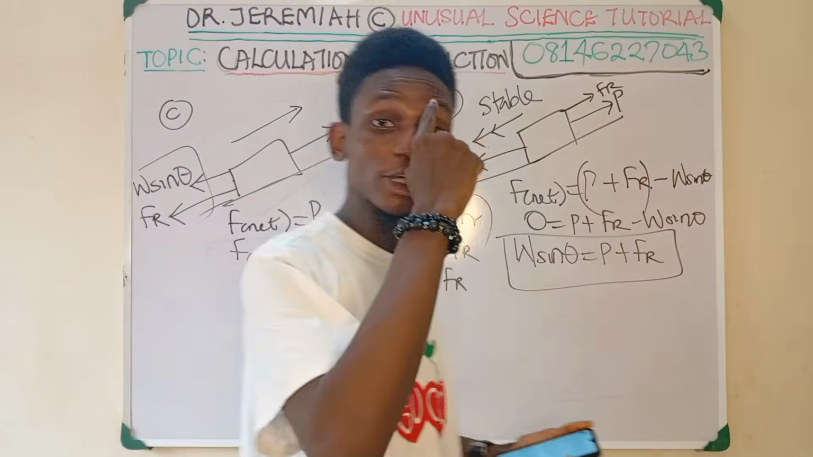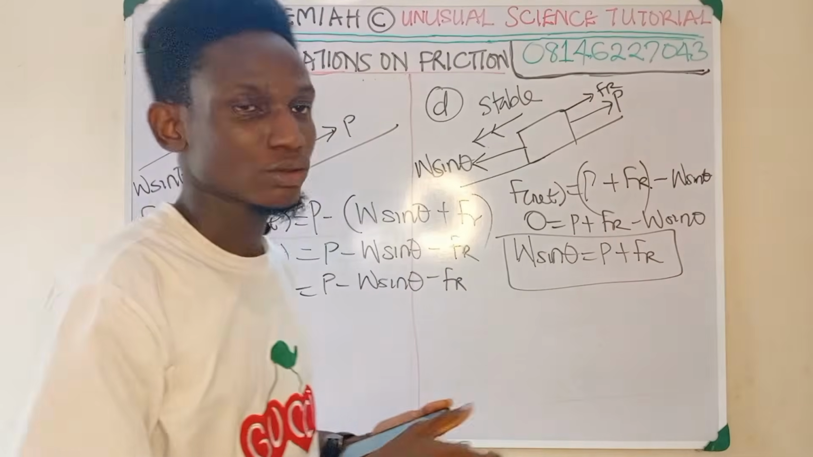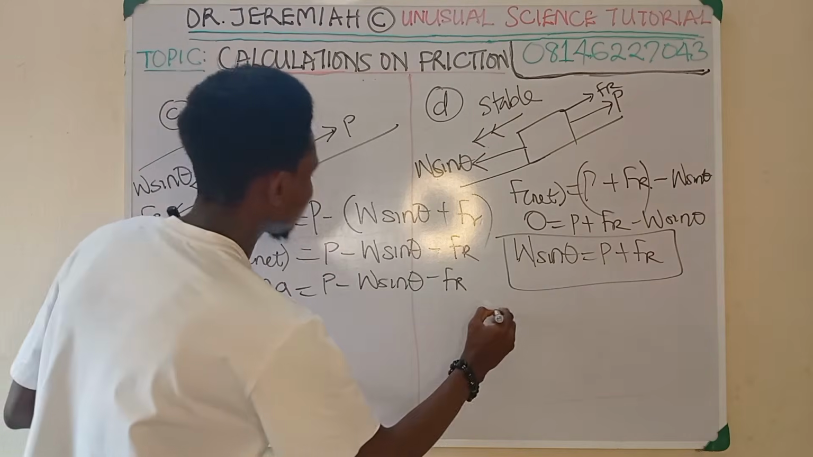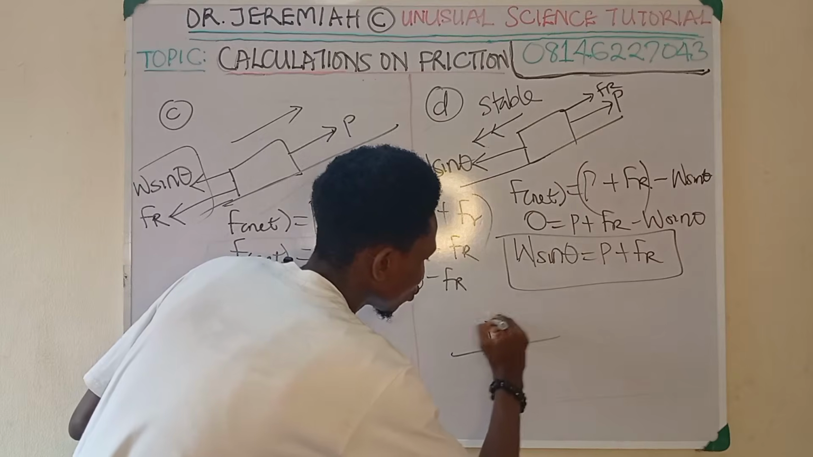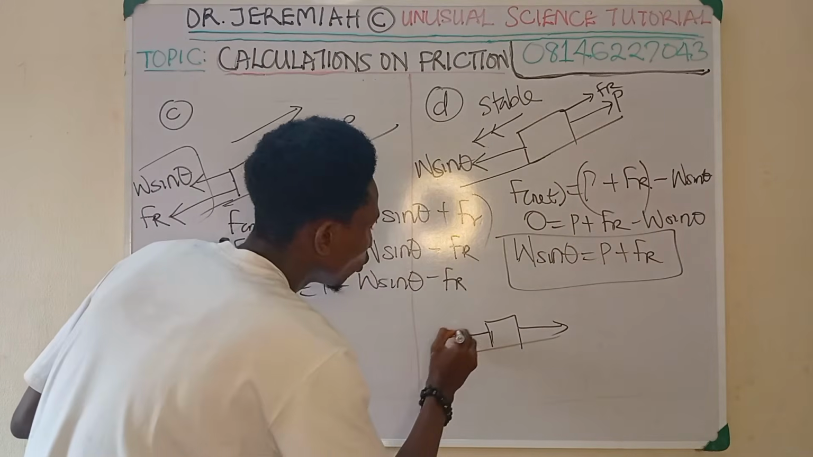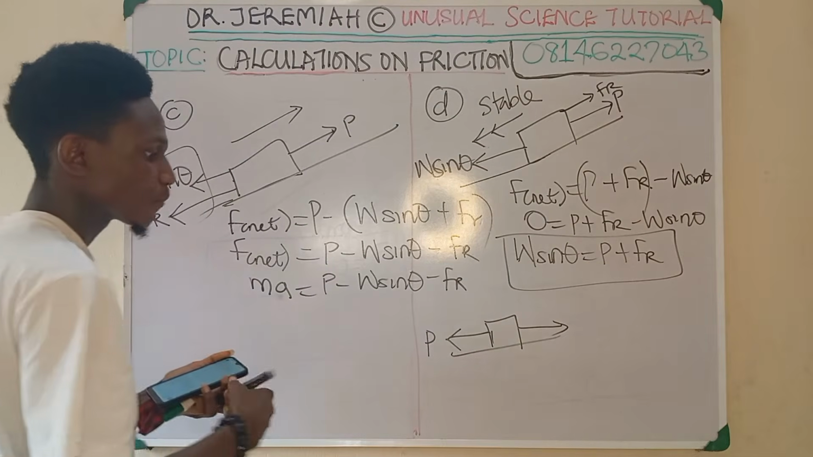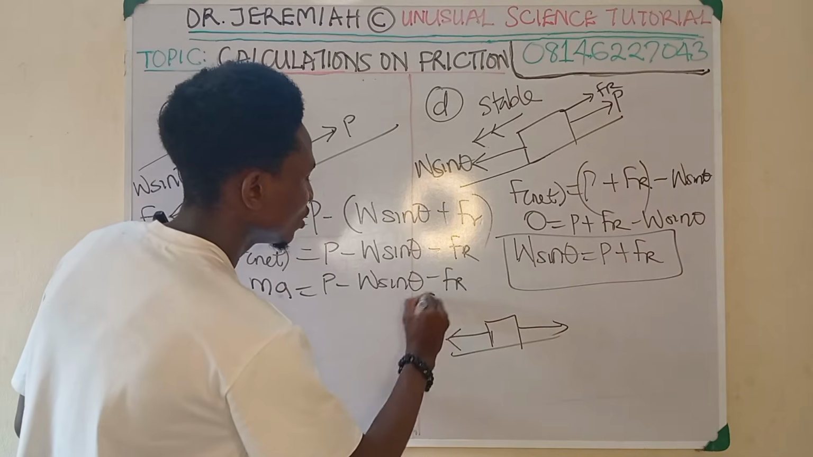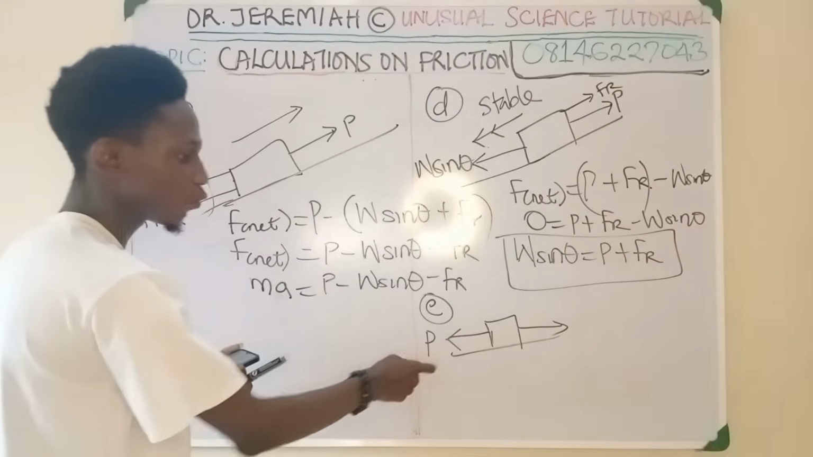Now the last scenario is when a body is pulled downwards. Let's take for instance, I don't want to clean this down, I want to compare it with this guy. So let's say this is the diagram now, and the body is pulled downwards by a pulling force. Okay, I think we have done D, so this is E. The body is pulled downwards by a pulling force.